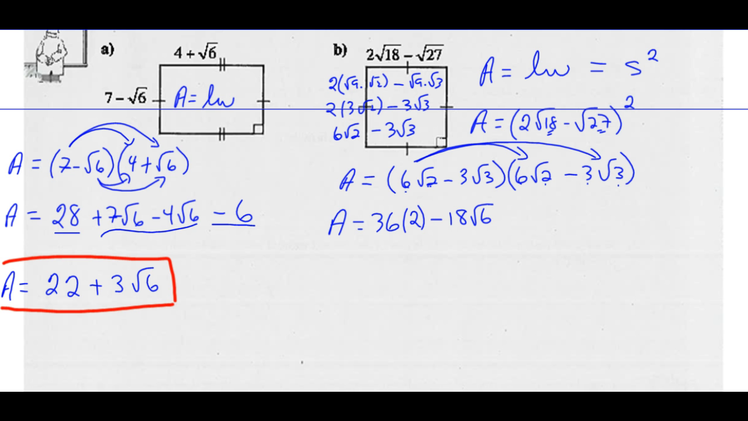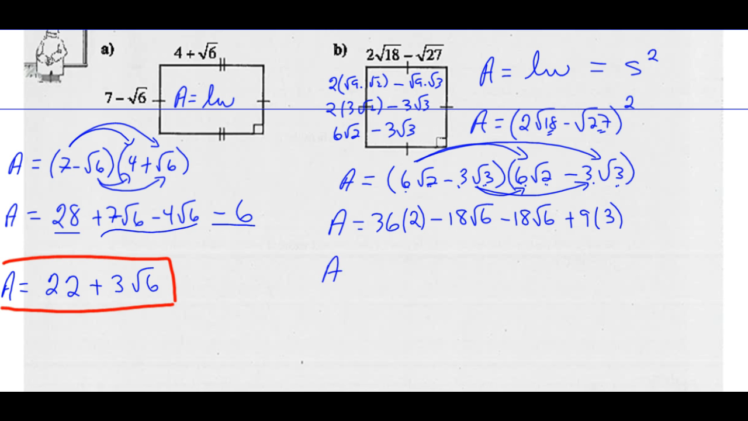Take our second term, make sure it gets multiplied by every term inside the brackets. So negative 3 times 6 is a minus 18. Radical 3 times radical 2 is a radical 6. And negative 3 root 3 times negative 3 root 3. So negative 3 times negative 3 is a positive 9. Radical 3 times radical 3 is just 3.